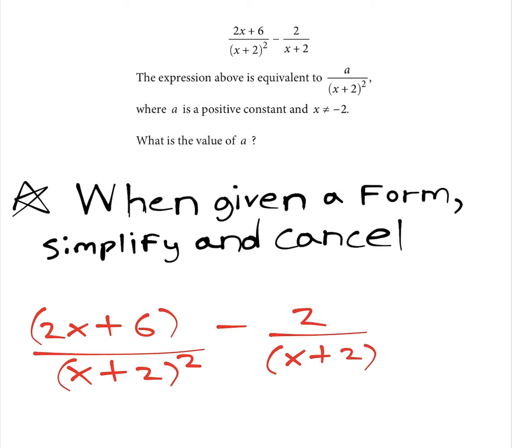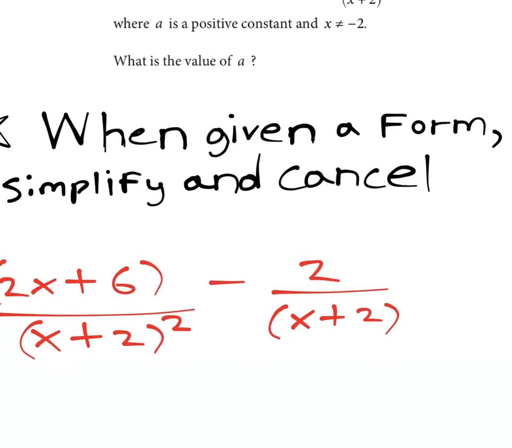So as I wrote below, when you have questions like this where they've given you some kind of an expression that they want you to ultimately reach, which in this case is a over x plus 2 squared, you want to be able to simplify and cancel. You don't want to worry about what your final answer is going to be. You simply just want to use what they've given you, try to simplify as much as possible, and eventually you're going to reach the right answer.